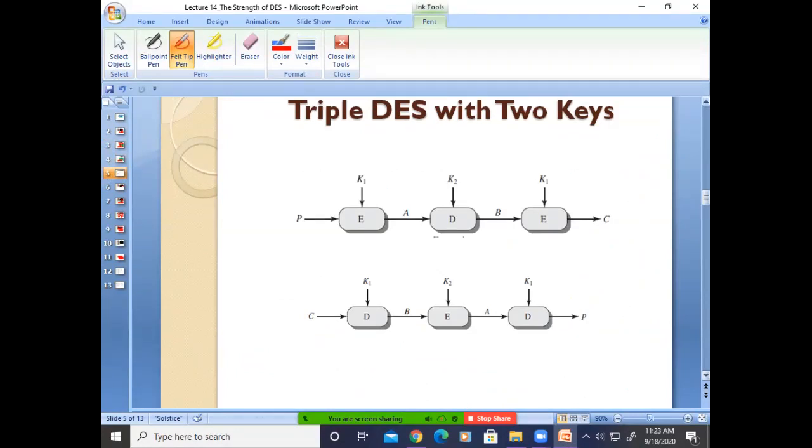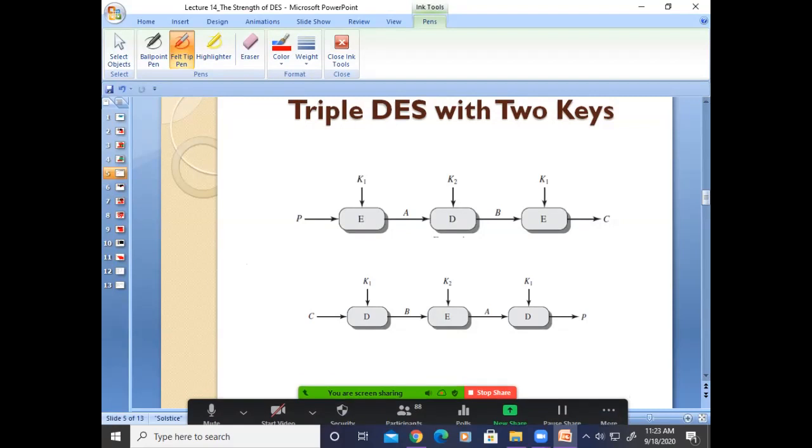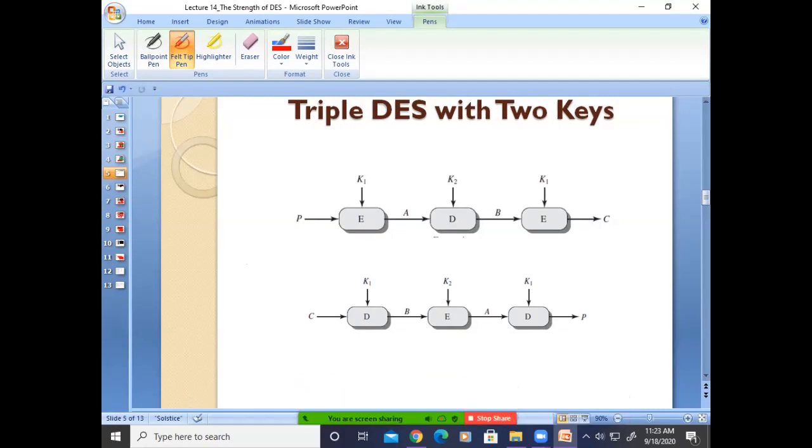Double DES uses two times with two different keys. So the next one is triple DES with two keys only. Actually, triple DES means we should have K1, K2, K3, and with three keys, 3 into 56, how much will you get? 168 is the key size, then 2 power 168. So there is a large number of possible keys, but it will also increase the complexity of the circuits. That's why the Dutchman proposed two keys only.